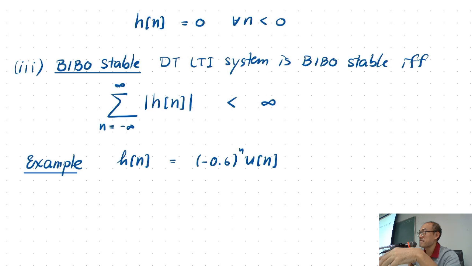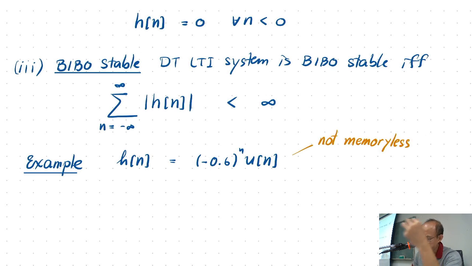The system is memoryless if it is multiples of delta, but this is not delta. This is u. This is something, not delta. So this is not memoryless, obviously. So it has memory. In other words, it has memory means if you want to determine the present value of the output, then you have to use some of the past values of the output. So this is what memory means.